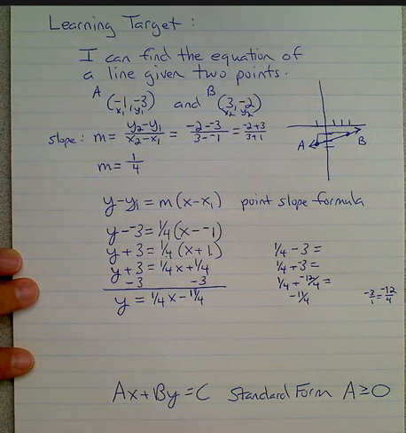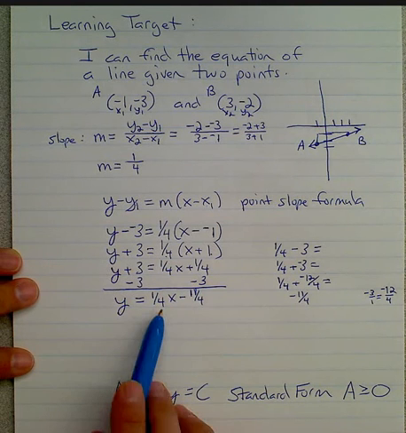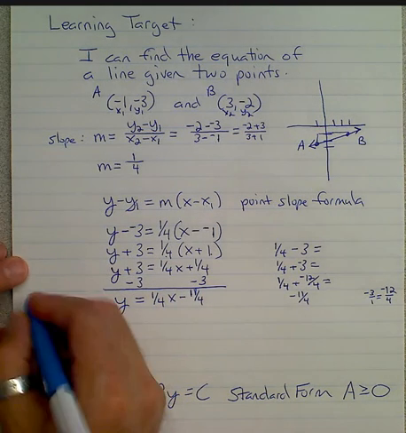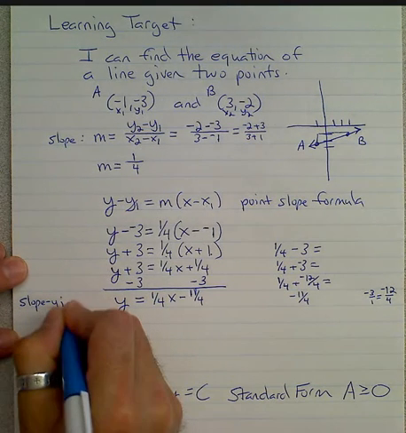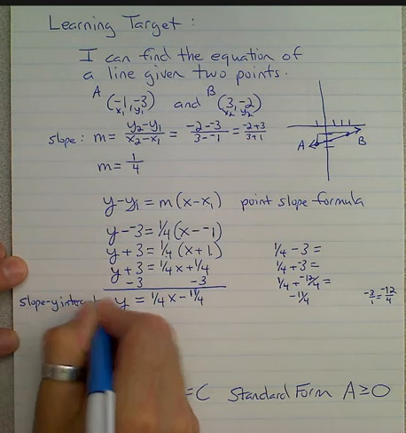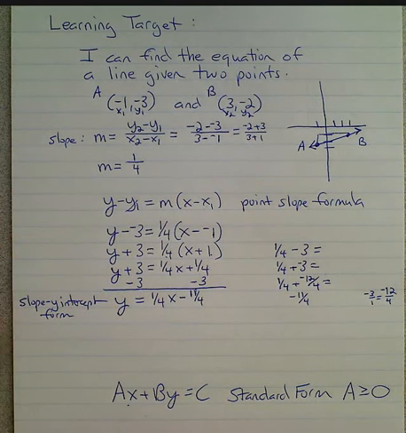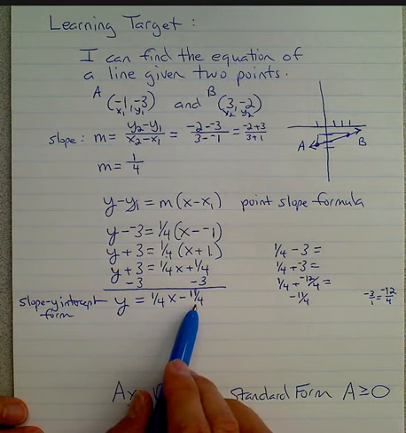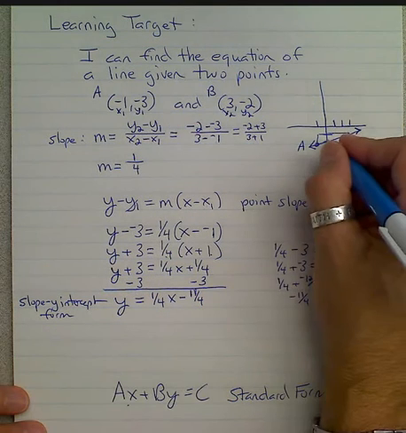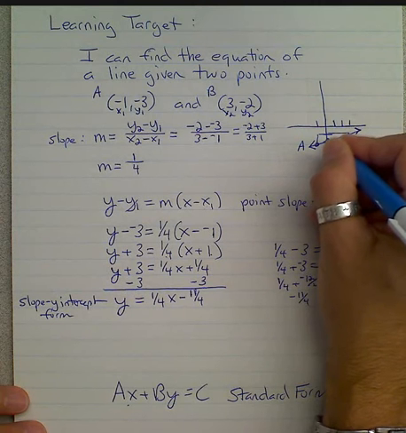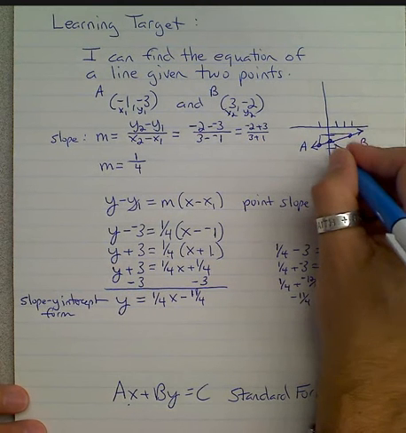It's still not in standard form though. This form here we would call slope y-intercept. This would be slope y-intercept form because we can see the slope and we can also see the y-intercept. It's -11/4. That would be this point right here. There's your y-intercept.